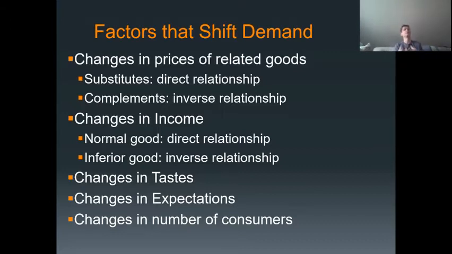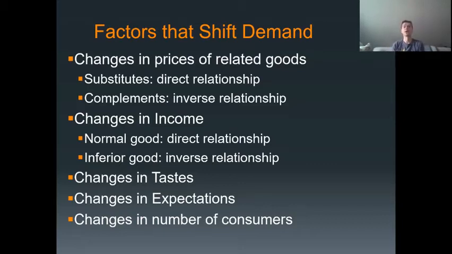Changes in income. This depends on the type of good that you're looking at. If it's a normal good, they have a direct relationship. More income means you buy more of it, means your demand increased. If it's an inferior good, these are things like generic brand things. So generic brand cereal, if you will.